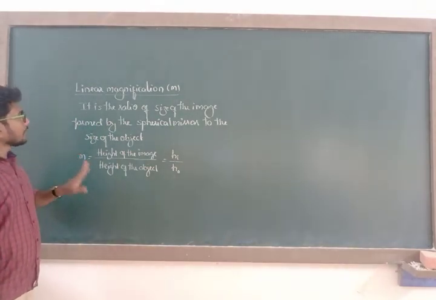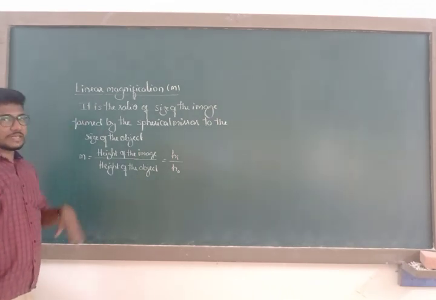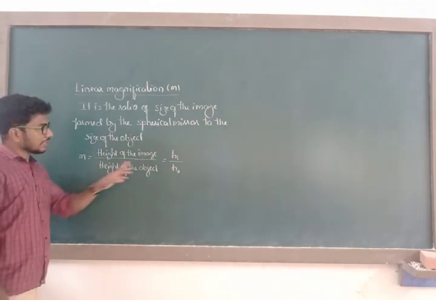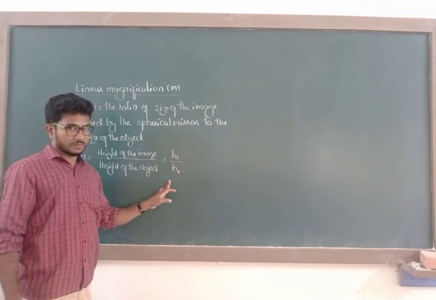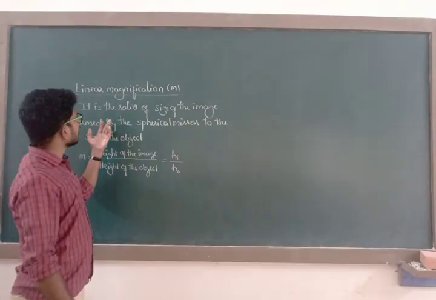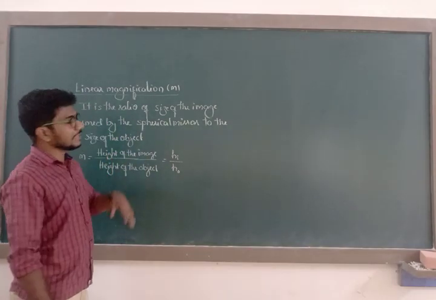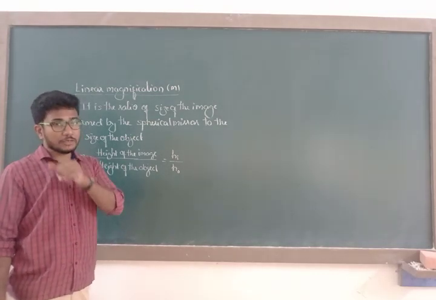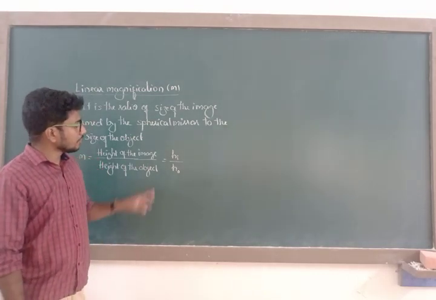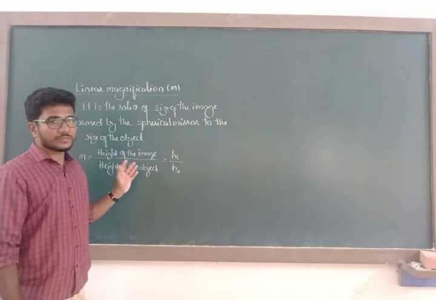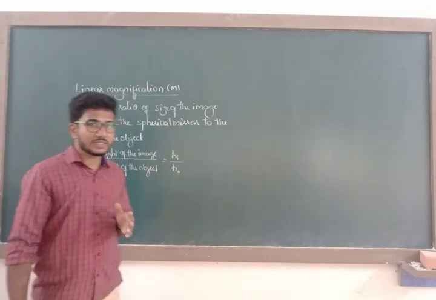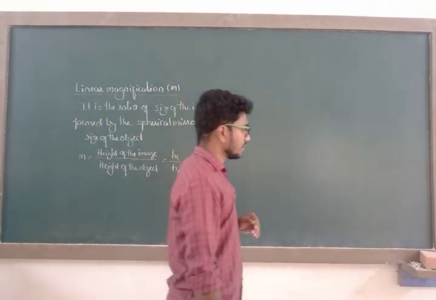So for 1 mark they may ask, mention the equation for linear magnification. Then your answer is height of the image to the height of the object. Or for 1 mark they may ask, define linear magnification in case of a spherical mirror. Even though, we can express this linear magnification in terms of object distance and image distance.